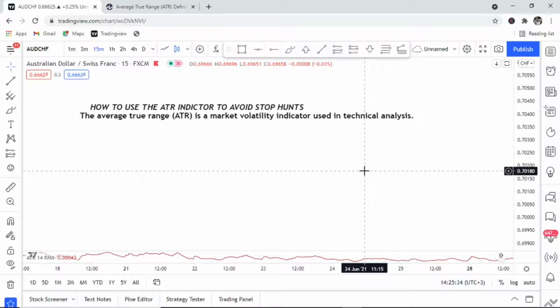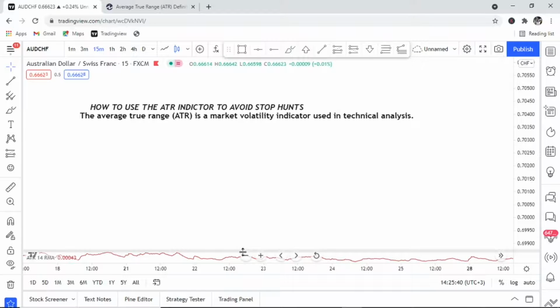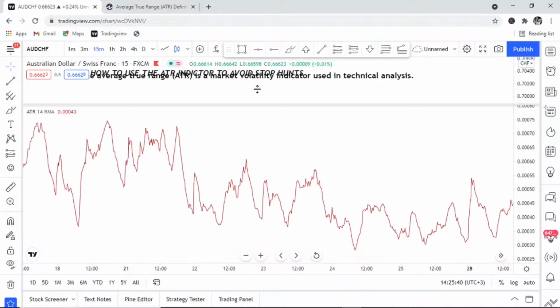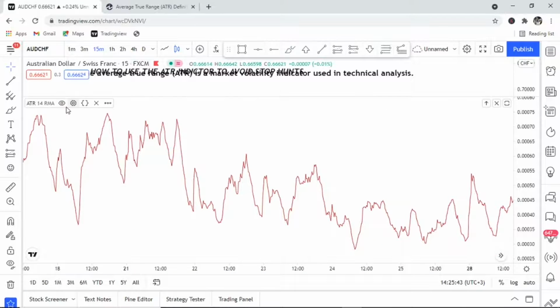Now that we know that, let us look at how to use the ATR value to place your stop loss. Just as I have shown you right here, this is the value. For most currency pairs, the pip value is the fourth decimal place. So right here it's 5, 4, 4, 6. That is the pip value.